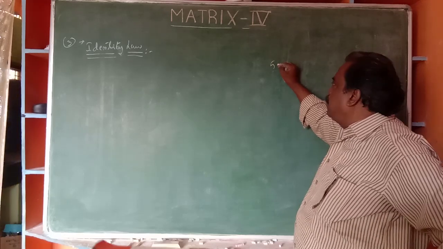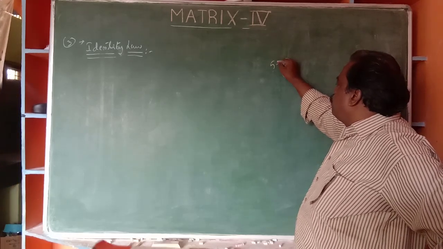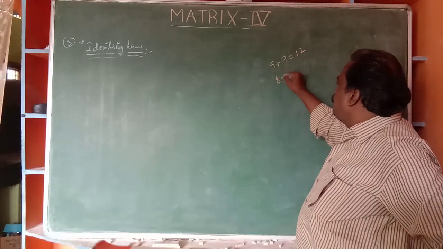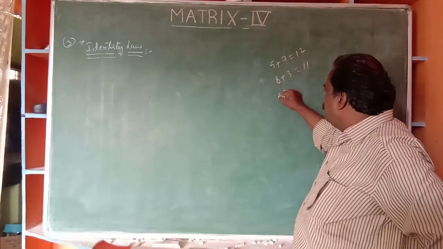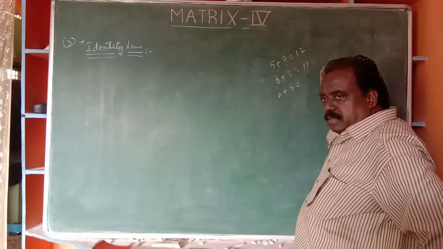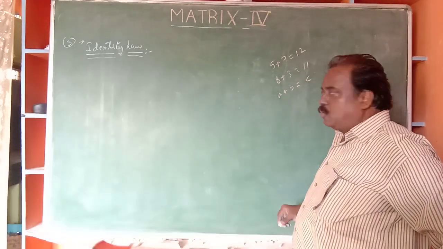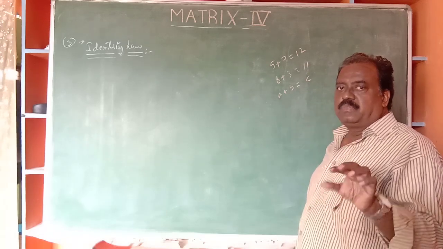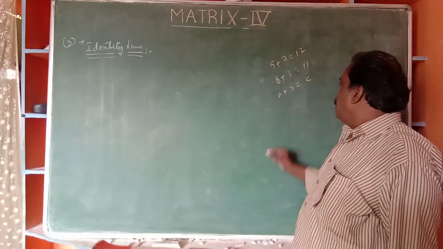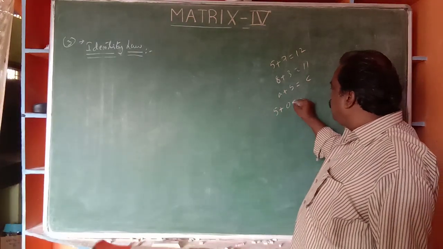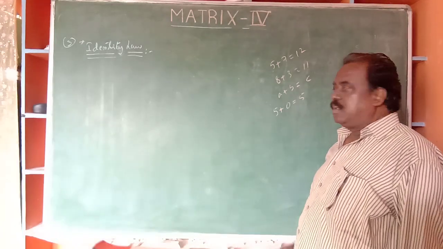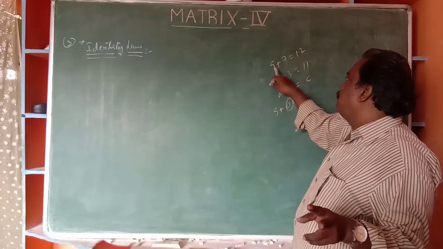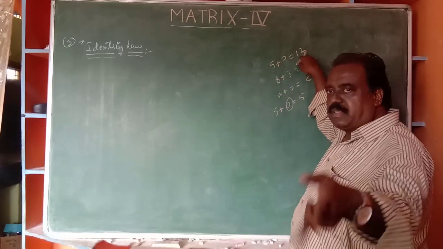Suppose, in the case of real numbers, 5 plus 7 is 12. 8 plus 3 is 11. A plus B is some other number C. So, the sum of any two numbers is again a new number. But if the sum of two numbers is the same as that number, that happens only with zero. Okay? The sum of two numbers will not generally equal the same number.